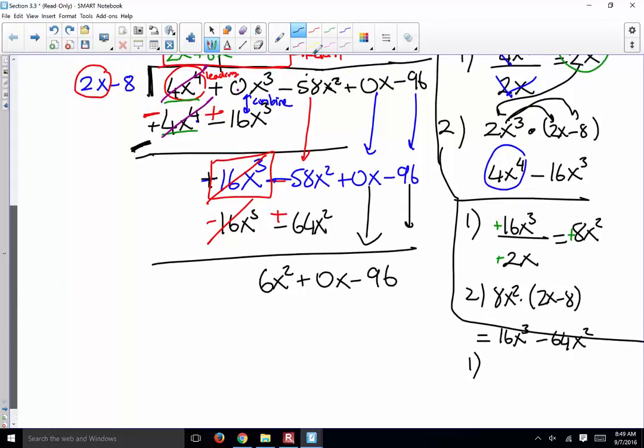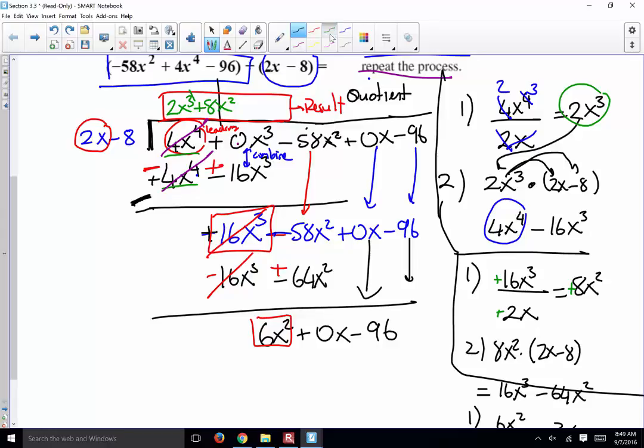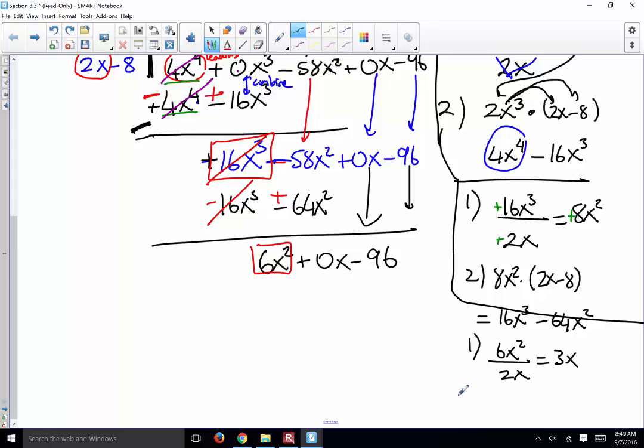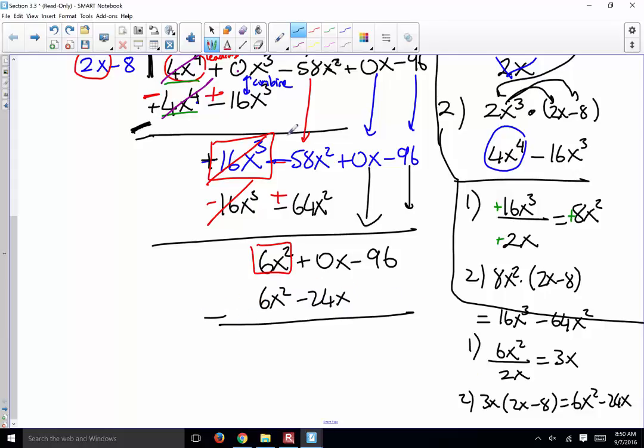Okay. So what is the new leading term? 6x squared. I divide it by the leading term of the divisor, which is 3x, and I put 3x into the quotient here, and multiply 3x by the divisor, which gives us 6x squared minus 24x. 6x squared minus 24x down here. I flip the sign, cancel these, and I get 0 plus 24, 24x minus 96.